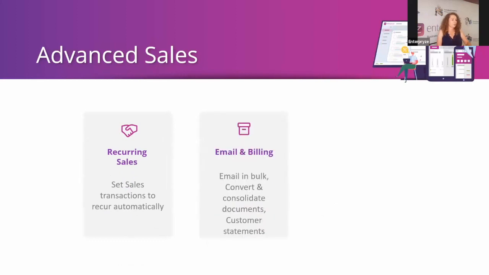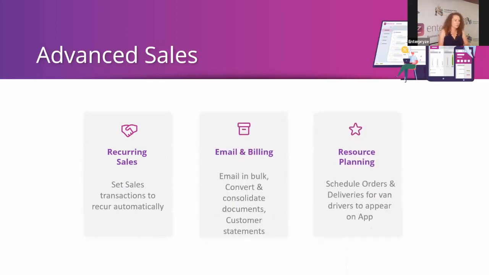We've also got advanced sales. I know there's a lot of ground to cover here. So just to quickly show you here, we've got recurring sales, which allows you to set sales transactions to recur automatically. We've got email and billing, which allows you to email in bulk, convert and consolidate your documents, run off your customer statements all in one go. We've got resource planning. So this is where you schedule everything, schedule the orders and deliveries for the van drivers to appear on the mobile apps.